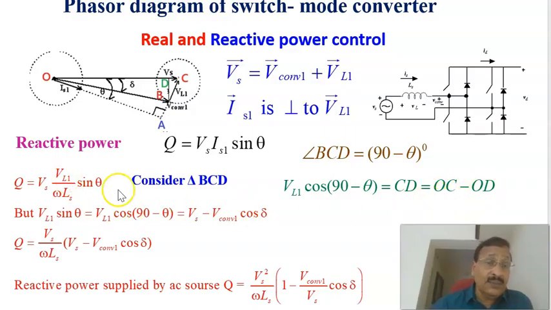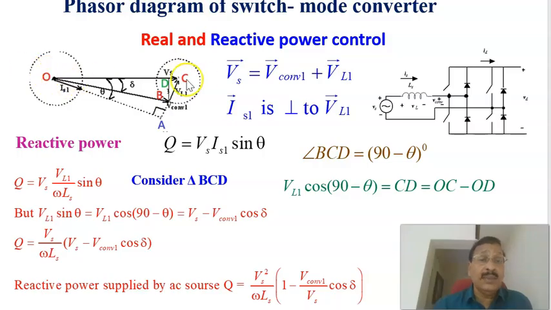Therefore, first we have to find VL1 sin theta divided by omega Ls. VL1 sin theta I can write as VL1 cos 90 minus theta, because sin theta equals cos of 90 minus theta. Therefore, I am replacing VL1 sin theta by VL1 cos 90 minus theta, which is nothing but the vector CD. CD is the difference OC minus OD.